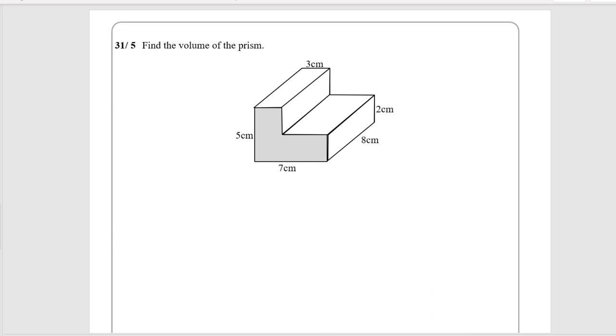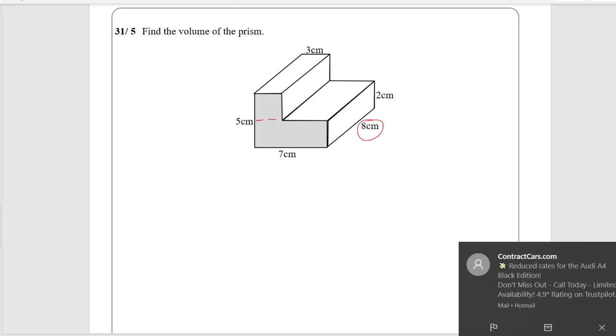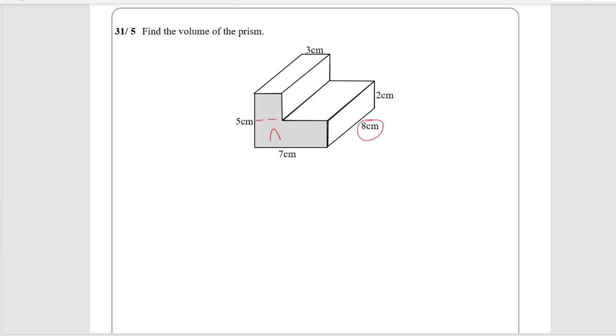Find the volume of the prism. So before you find the volume of the prism, you need to work out the area of this cross section, the grey section, and then you can multiply by 8. So it's a compound shape, so let's split it here. And first of all, we need to find the length and width of the shape so that we can multiply and find the area. Let's call this shape A, and let's call this shape B.